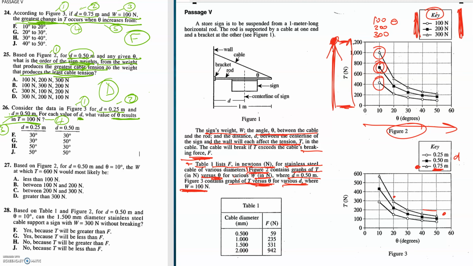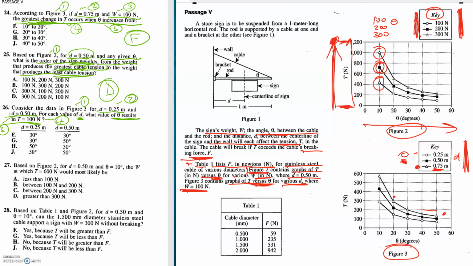So step 1, I'm going to find figure 3. And then we have the D's here. And I'm looking for one that's 0.25, so that's the white circle. And I'm also looking for the one, step 3, that's 0.5, and that's the black square. All right, so I've done steps 1, 2, and 3.